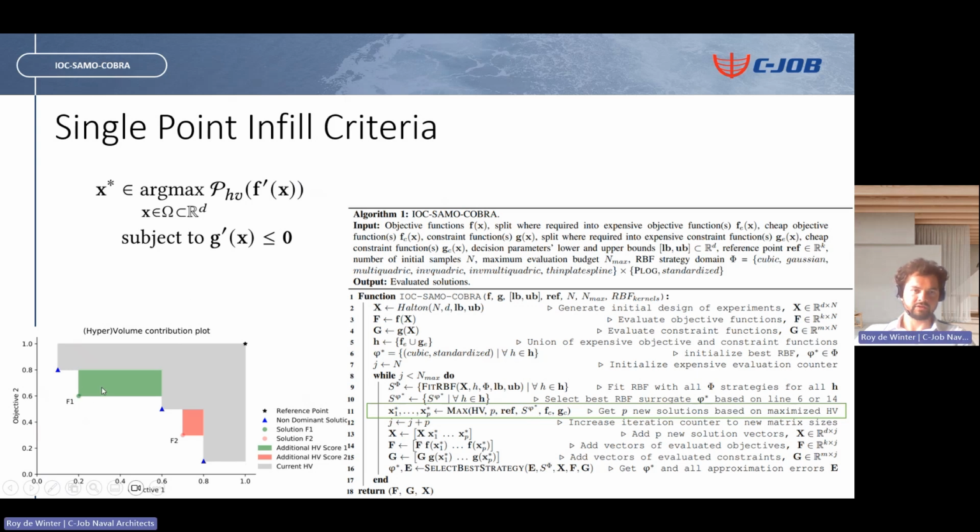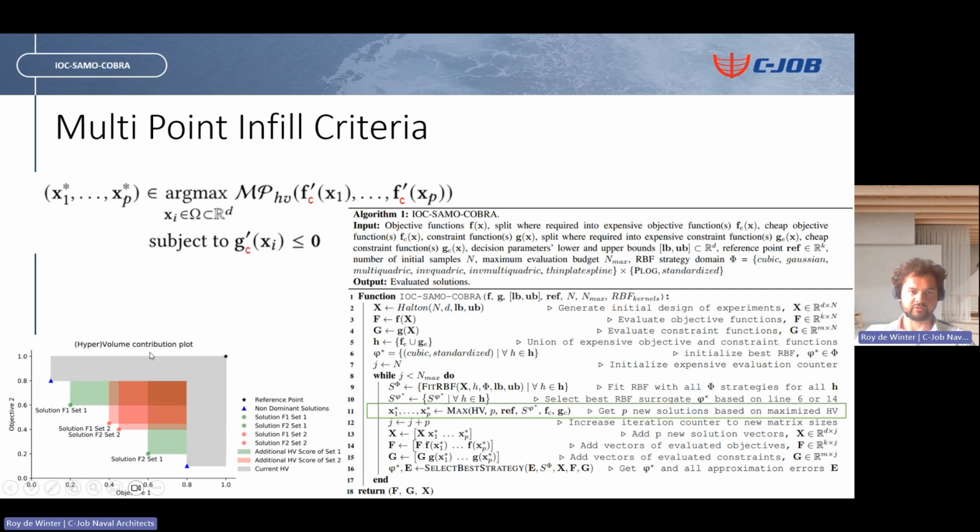You can do this for one solution at a time, but you can also do this for multiple solutions at a time. And you can make predictions for the objectives based on the surrogates, but if you have the inexpensive objective or inexpensive constraint, you can directly use that to evaluate how much hypervolume this solution would add to the hypervolume. And then based on this, on multiple solutions simultaneously, you can also predict how much hypervolume a set of solutions contribute to the hypervolume instead of only one solution at a time.